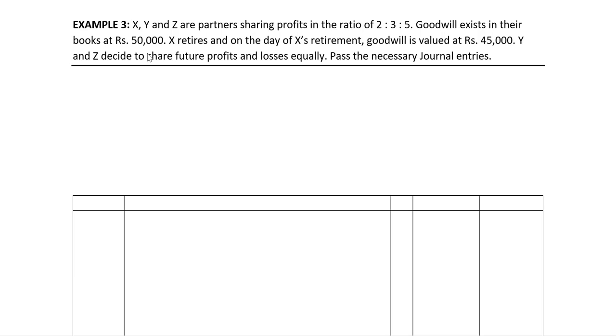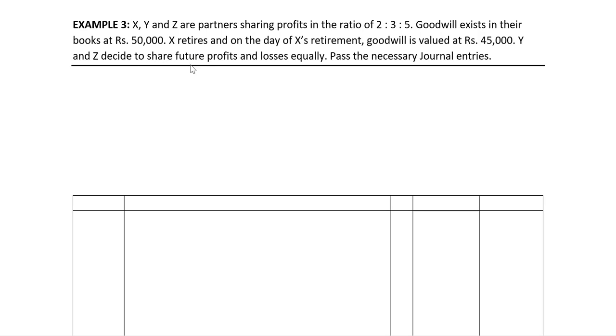Example 3. X, Y and Z are partners sharing profits in the ratio of 2:3:5. Goodwill exists in their books at rupees 50,000. X retires, and on the day of X's retirement, goodwill is valued at rupees 45,000. Y and Z decide to share future profits and losses equally. Pass the necessary journal entries. So here in this problem, goodwill already exists in the books at rupees 50,000.